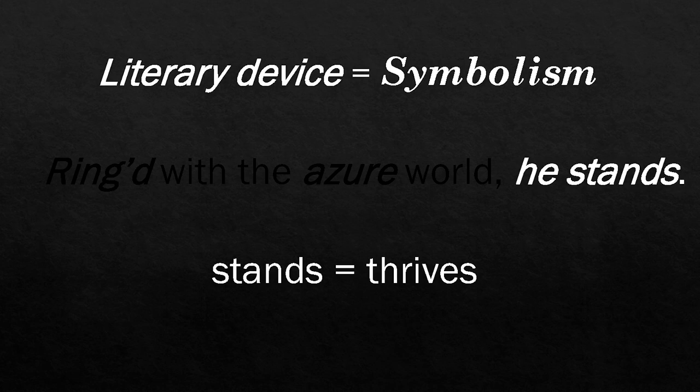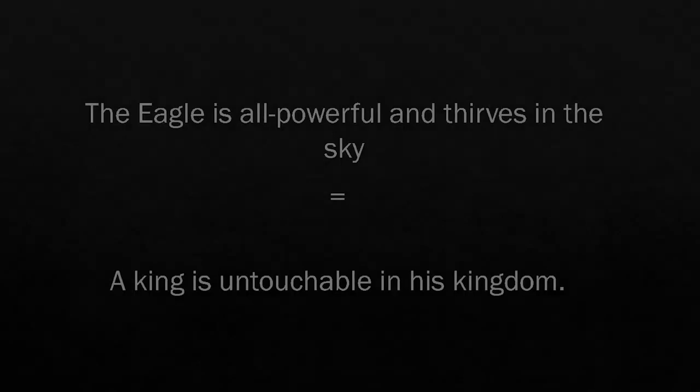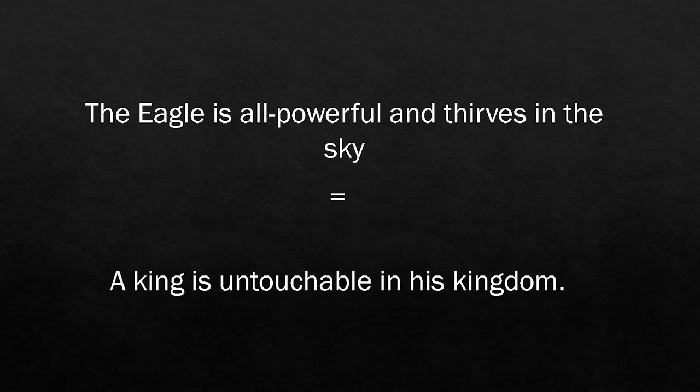There is another symbol present in this line, which is "he stands." In this case, stands is a symbol which communicates the word thrives. So, the eagle thrives in the so-called azure world. Hence, the communicated meaning of this line is the eagle is all-powerful and thrives in the sky.